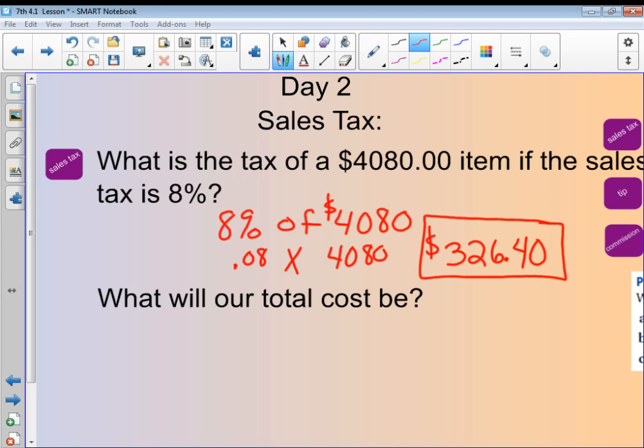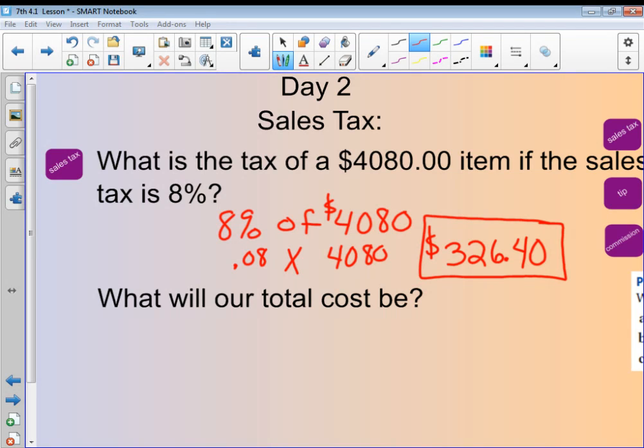So this might be something like, maybe it's a used car, maybe it's a sports utility like an ATV type thing. If you were going to go buy one of those, you also have to pay the tax on them. So if you wanted to buy this $4,080 maybe four-wheeler, you wouldn't be able to just buy it for the $4,080. You're going to have to pay tax on top of that. So you have to realize you're going to need another $326.40 to cover the tax.